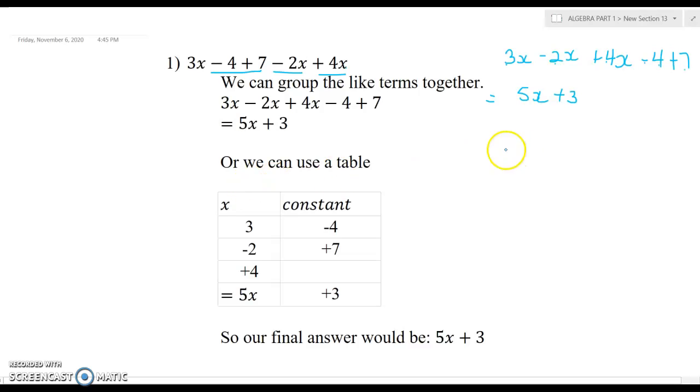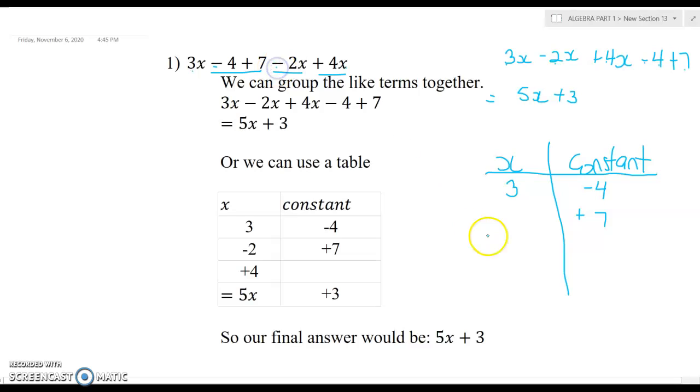If you don't prefer this way and prefer the table, have one heading as x and one as the constant. Remember, the constant is the numbers alone. So my first x value is 3. Then I have minus 4, so minus 4 is the constant. Then plus 7. Then we have minus 2x, so minus 2, and then plus 4. So let's go. 3 take away 2 is 1, and then plus 4 is 5x. And here minus 4 plus 7 will give me positive 3.